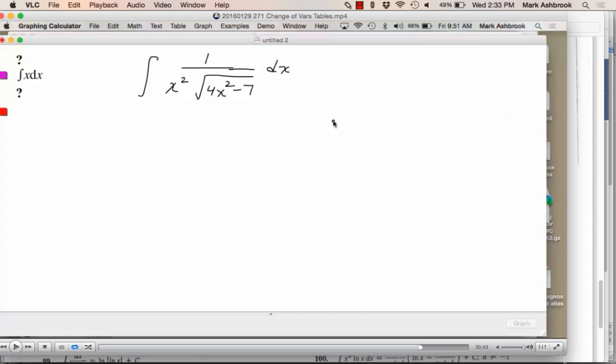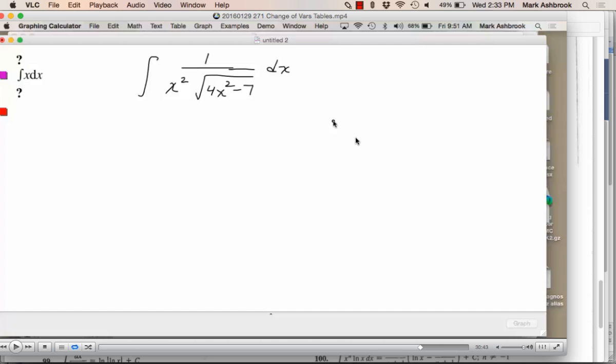Okay, so we think through our techniques. Is it undoing the chain rule? No. Is it trig? No. Is it partial fractions? No, because of the square root. Is it undoing the product rule? Doubtful. If it were undoing the product rule, it would be ugly, and we'd want to avoid that, right? Definitely not one of our common forms for undoing the product rule. So we think, okay, is there a substitution we could do?